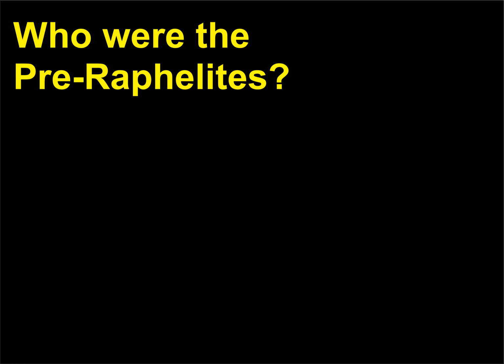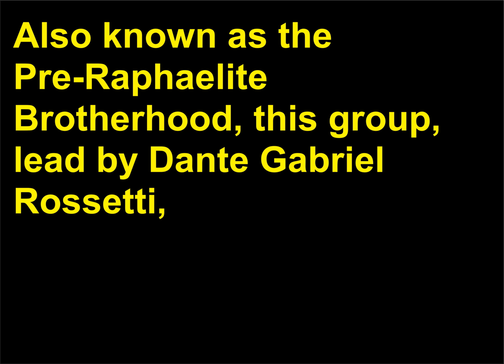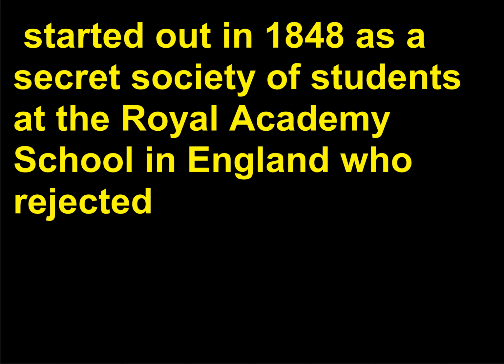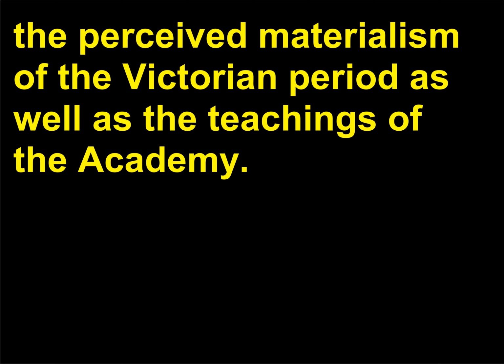Who were the Pre-Raphaelites? Also known as the Pre-Raphaelite Brotherhood, this group, led by Dante Gabriel Rossetti, started out in 1848 as a secret society of students at the Royal Academy School in England who rejected the perceived materialism of the Victorian period as well as the teachings of the Academy.